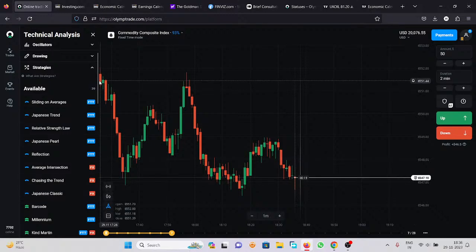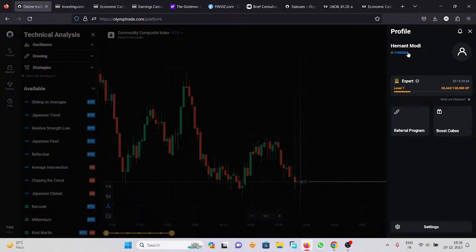The blue badge strategies, which are 8 strategies, belong to the starter status holder. You have some status. How to find the status? This is my expert status. Once you click on your profile, you can check your status. Right now my status is expert and I'm on level 7. So you can check it over here.